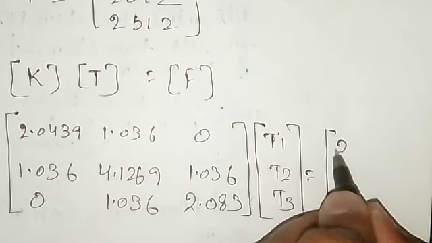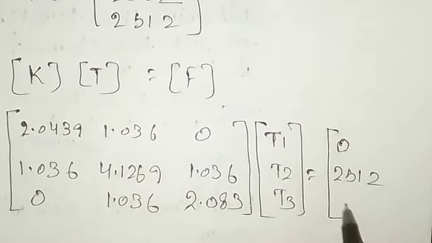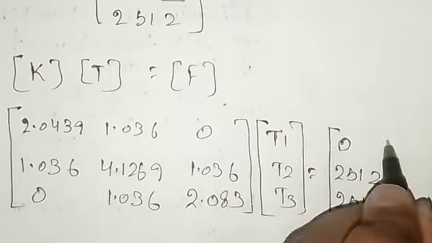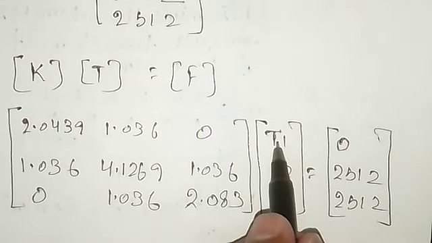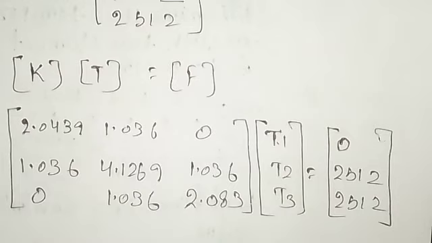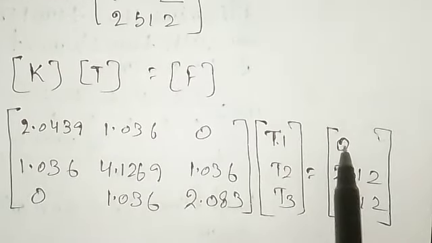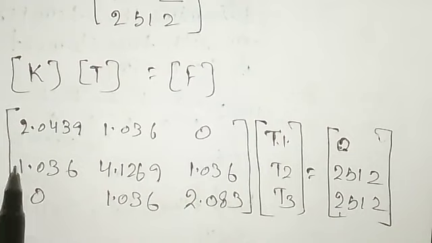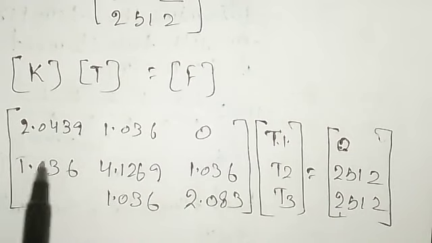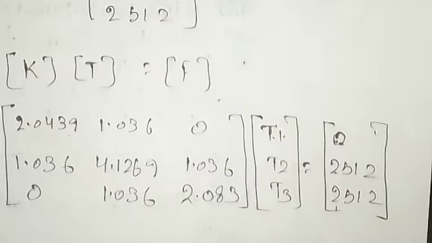And F2 is equal to what? 2512 and 2512, right? But we need to modify this equation. Why? Because at node 1 the temperature is known, that is 150. So in this load vector we will add this temperature, whatever temperature we know at node 1, and for these F2 and F3 we can modify, meaning multiply the second row, second column value with the node temperature and add this with the load vector.